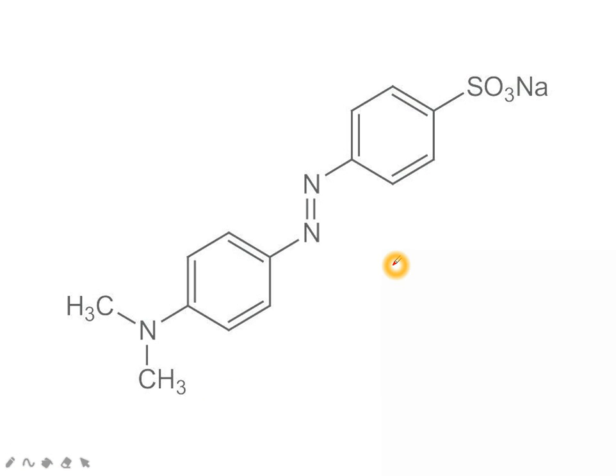Here is the structure of methyl orange. The benzenoid structure has a yellow color, and the quinoid form has a red color.